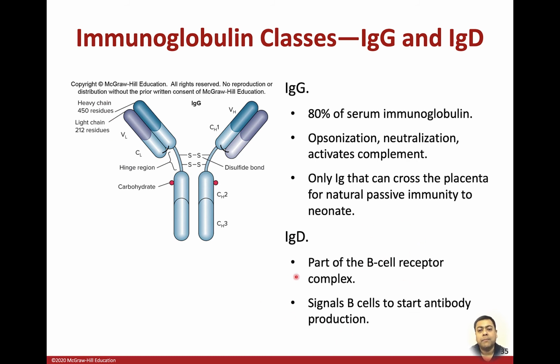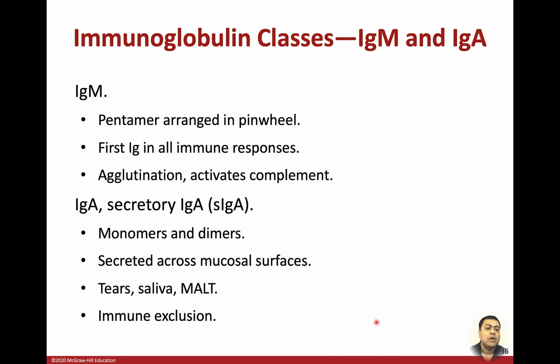IgD, on the other hand, is a part of the B cell receptor complex we have seen, and it signals the B cell to start antibody production or convert into a plasma cell. IgM, we talked about, is a pentamer arranged in a pinwheel. This is the first Ig in all immune responses, but a monomeric IgM is also part of the B cell receptor complex.